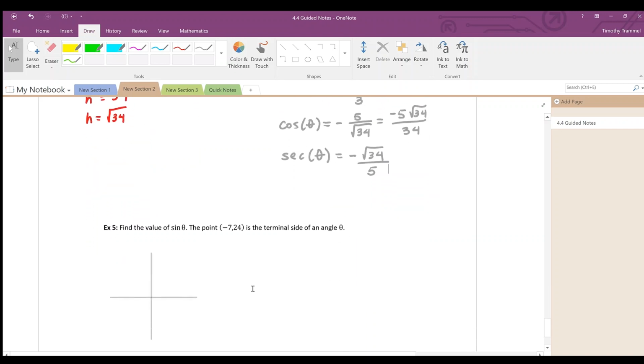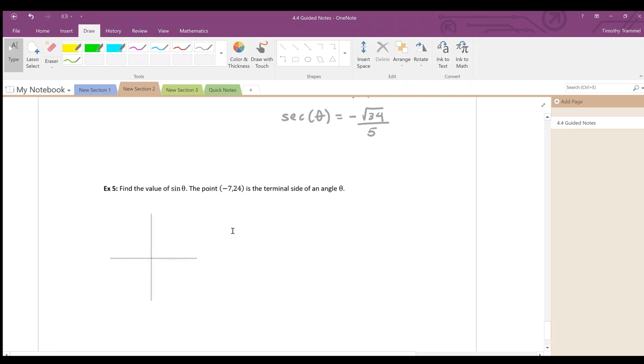Let's go ahead and move down and try one more. This time we just need to find sine of theta, but we've been given a point that the terminal side goes through. It goes through minus 7 comma 24. Well, if the x value is negative and the y value is positive, that's in quadrant 2, right? And let's just sketch this in here. Okay, and again, it's supposed to go through a certain point. It's supposed to go through minus 7 comma 24.